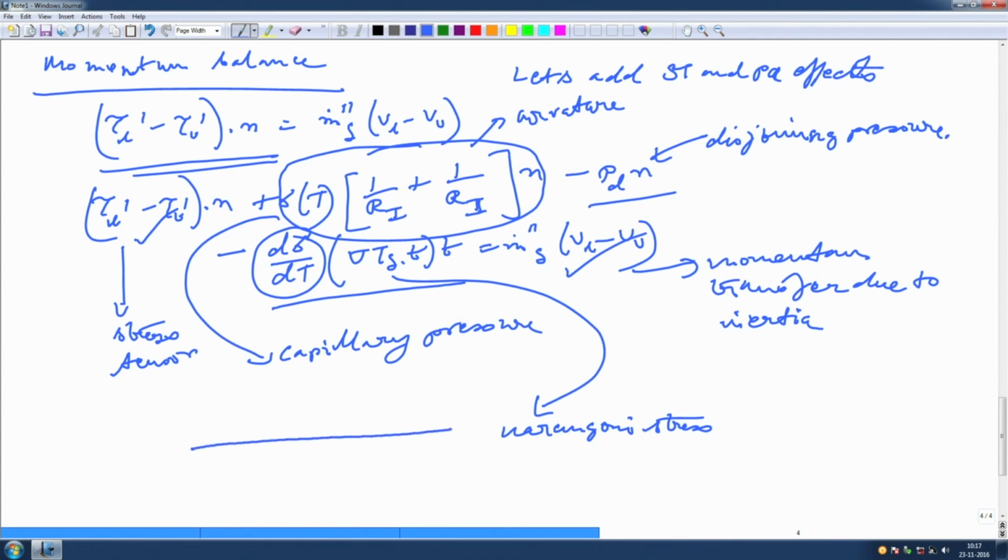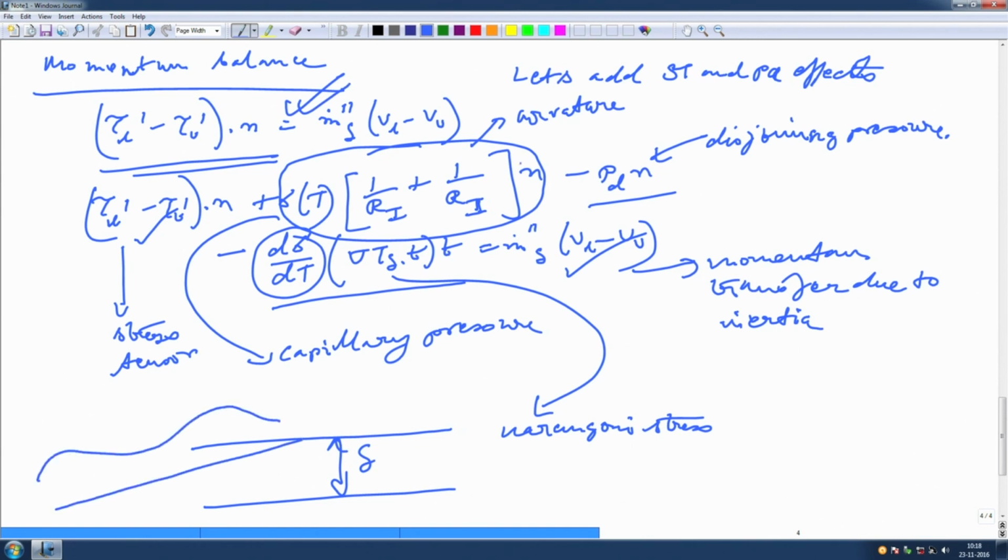So, if it is a straight, flat and thick interface, then of course your equation boils down to basically that, right. The moment you have a curvy kind of interface, you are actually including this term into the picture.